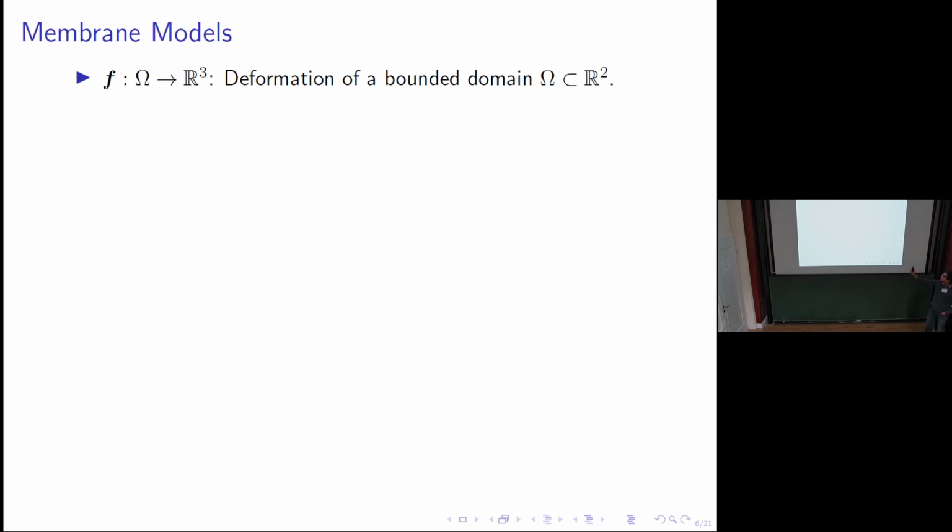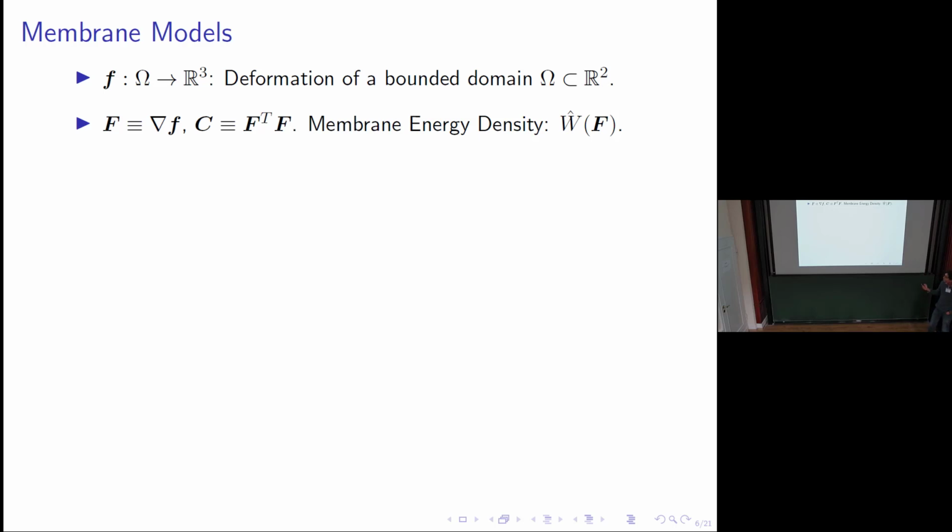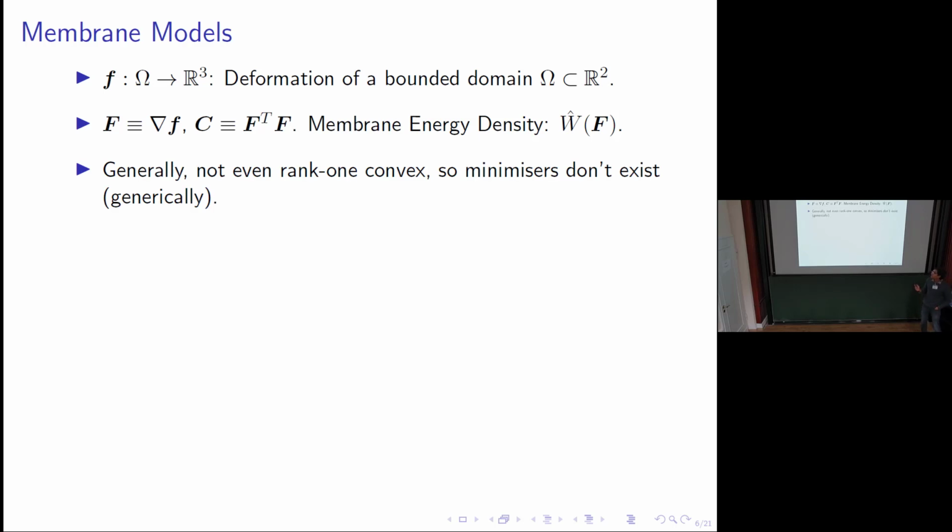Small f is the notation I use for these mappings, and then I denote the gradient of small f by capital F, and then the strain tensor by F transpose F, and then the membrane energy density is going to be a function of capital F. Generally these membrane energies, the kinds of membrane energies that people use in practice, are not even rank 1 convex. So generically, you don't expect minimizers to exist for these kinds of energies.